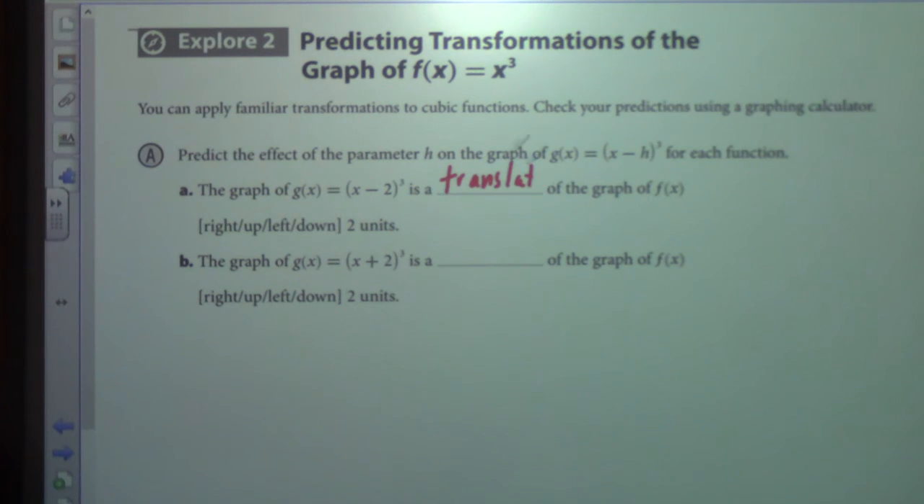It is a translation of the graph of f of x right, up, left, or down 2 units. Left. Or down. If you said left, you would be wrong. Down. If you said down, you would also be wrong. To the right. It'll be to the right. Why is that going to the right?